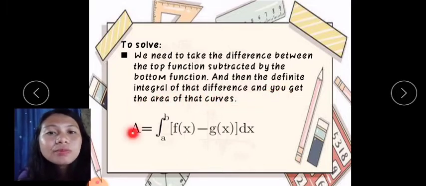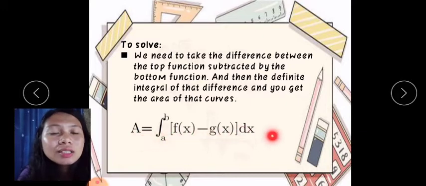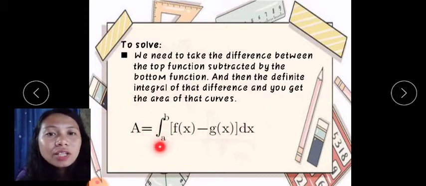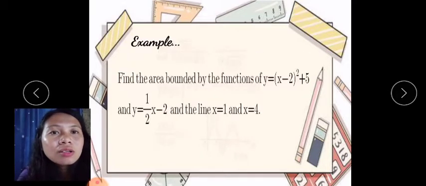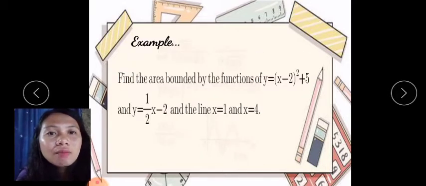So this is the formula of the area between two curves. Area is equal to the integration from a to b of f(x) minus g(x) dx. So here we have an example.